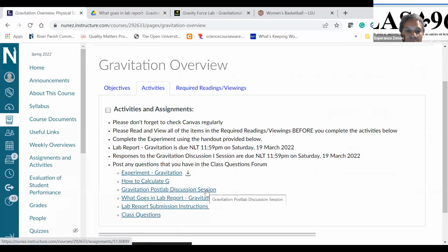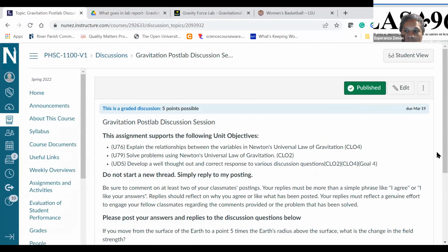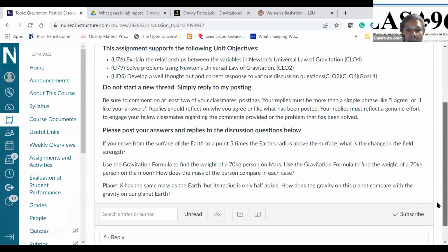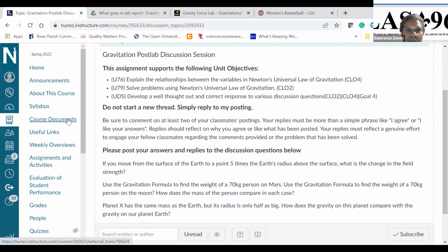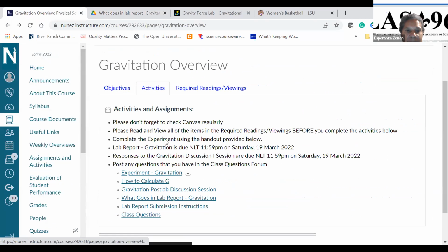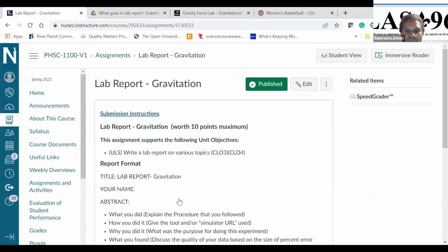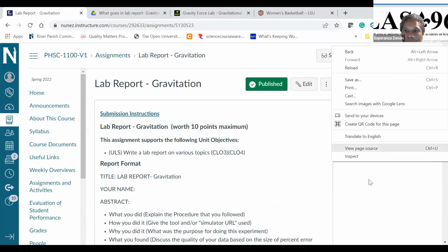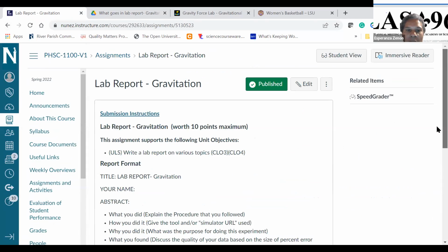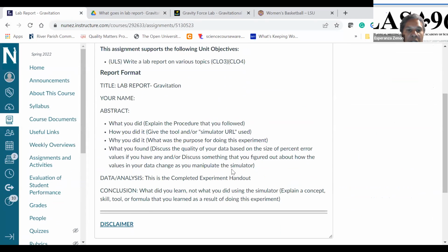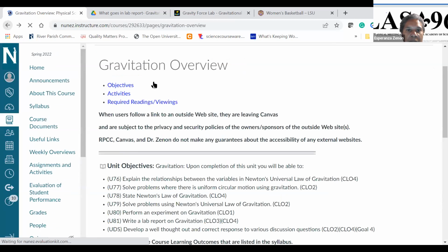Of course, you have a post lab that you have to do. Post lab means what? You answer some questions and then you go back and have a discussion with your classmates, at least 2 of them, on what they posted. And then the last thing you have to do is the lab report, okay? So notice you're writing the full lab report. Don't forget abstract and conclusion. The data is your completed experiment handout. All right.